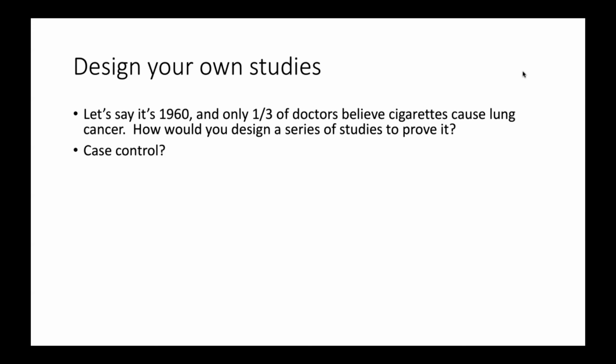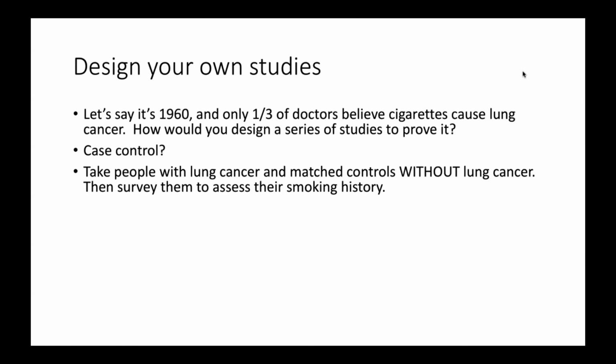We're trying to find the rate of cigarette smoking, the amount that they smoke in each group. Okay. Good. And then we compare. Yeah, exactly. So we start with people with lung cancer, and then we do matched controls who do not have lung cancer. Then we'd talk to them, or interview them, or survey them, or whatever. And we'd look backwards in time.